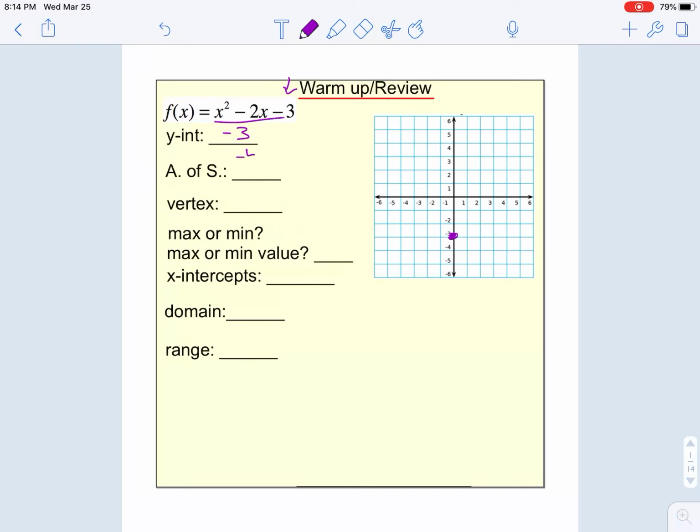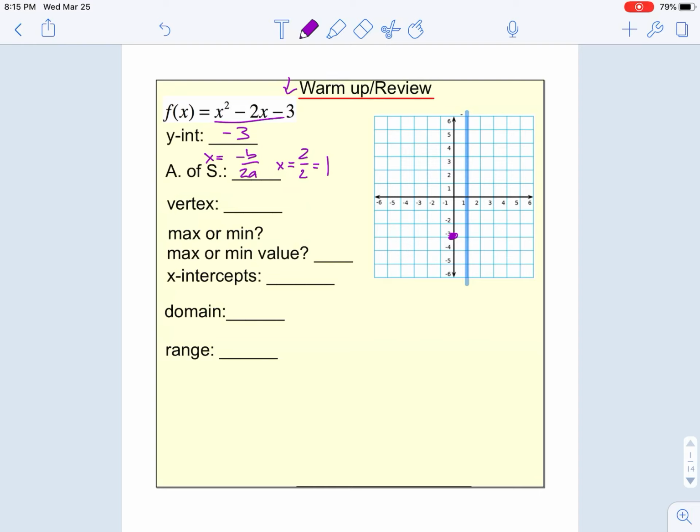All right, axis of symmetry. You know this. -b over 2a, and it'll always be x equals. So x equals -(-2), so just a +2, over 2 times a. Well, there's nothing there, so it must just be a 1. 2 times 1 is 2, so x is equal to 1. There's our axis of symmetry. I'll grab my highlighter and let's draw that. There we go. Notability saved me again.